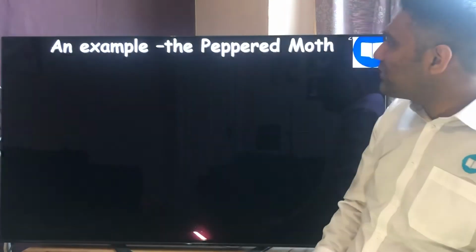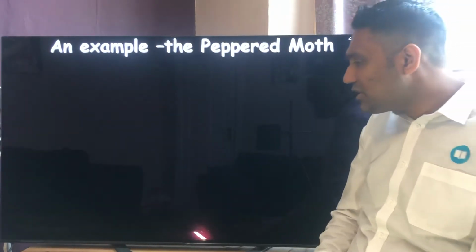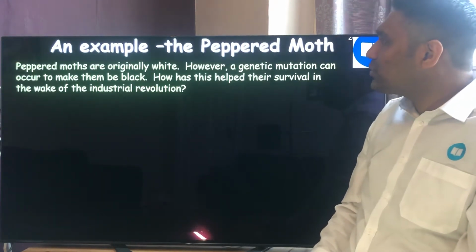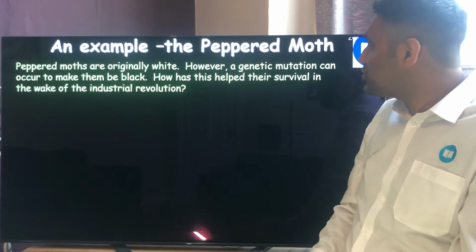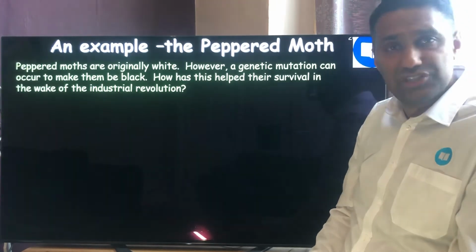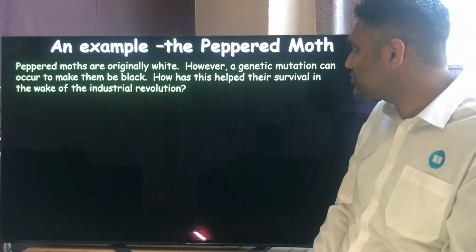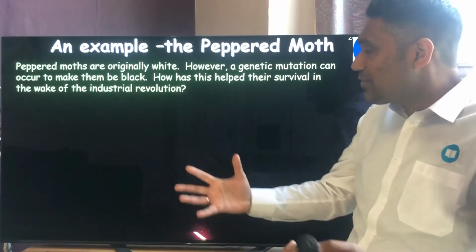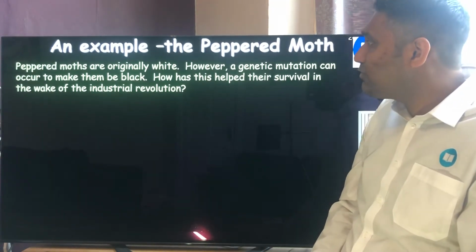So an example of that you need to know is the peppered moth. Peppered moth was originally white. However, genetic mutation, this happened back in Manchester. They had this data from Manchester during the Industrial Revolution, which happened in the 1800s, over about a 100-year period, more and more factories.